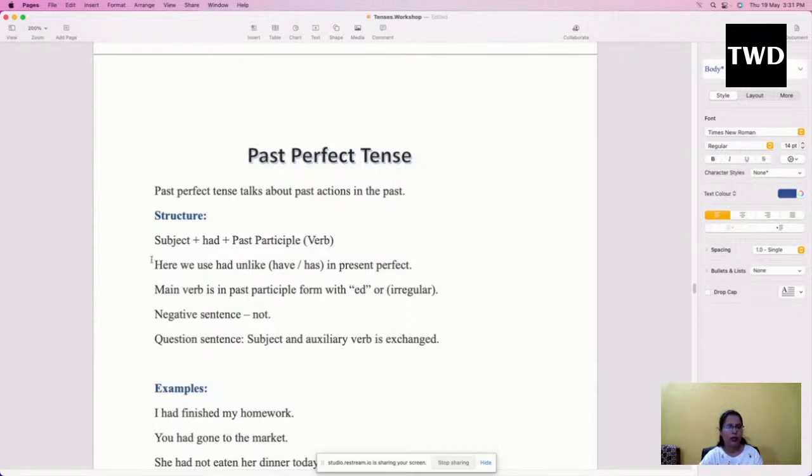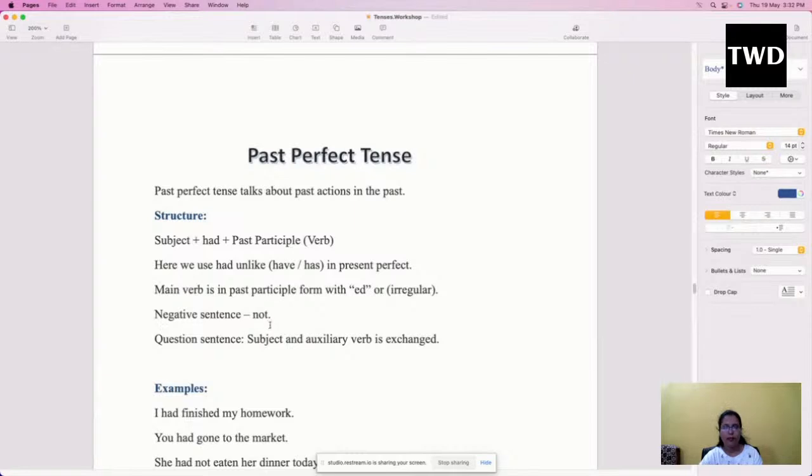So here the structure of the sentence would be subject plus had plus past participle. We don't have anything like has or have, which we had in our present perfect tense. In past perfect tense, it will be had everywhere, irrespective whatever type of subject we are using. Had, because had is the past form of the verb. So here we use had, unlike have or has in present perfect. Main verb is in past participle v3 form of the verb.